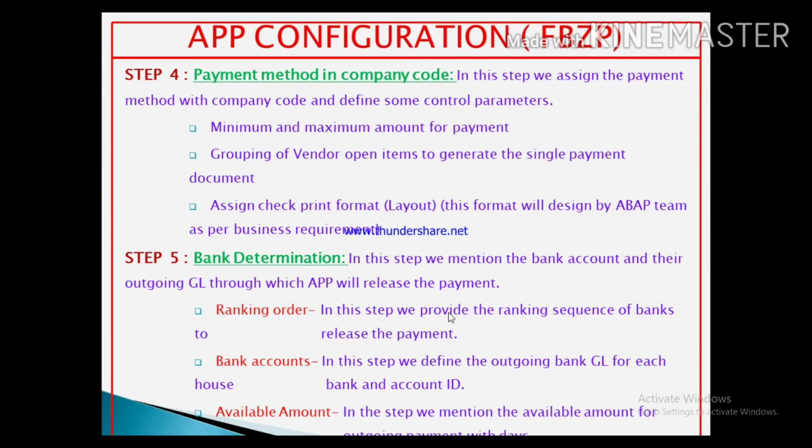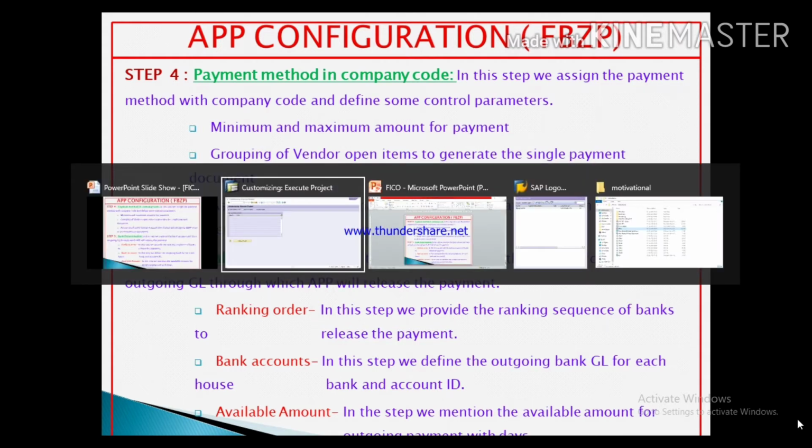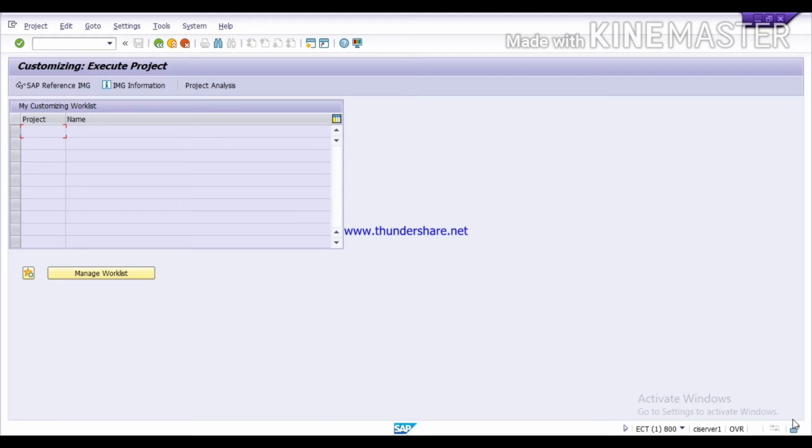Friends, in a previous video, we completed 3 steps of APP. Today, we will continue the APP configuration. Next is step 4, that is payment method in company code. In this step, we assign the payment method to a company code and define some parameters. Now go to SAP and we will define the payment method in company code.